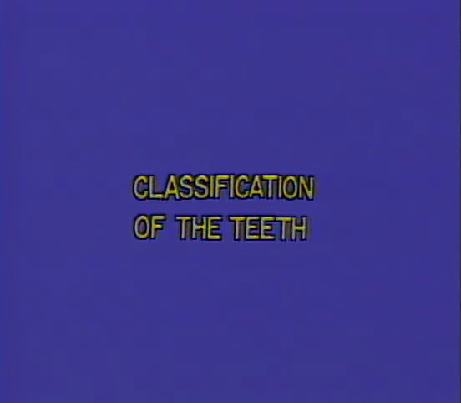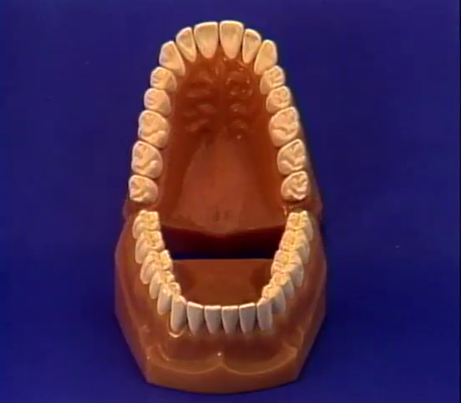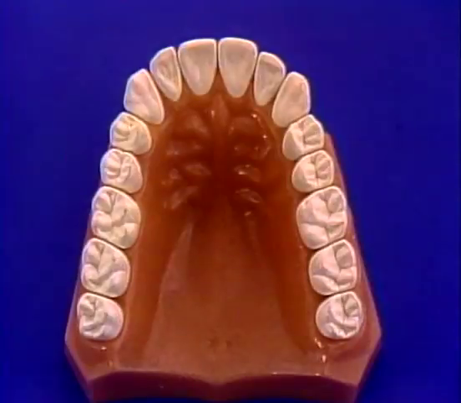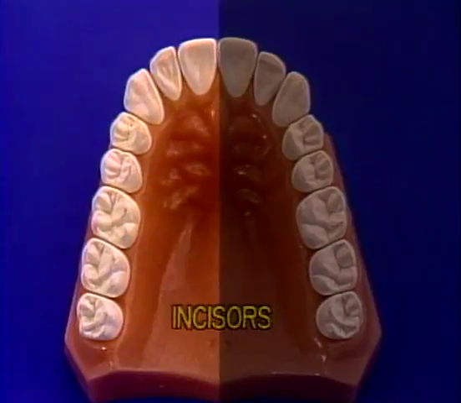Classification of the teeth. The permanent dentition. There are normally 32 teeth in the adult permanent dentition. These teeth usually erupt from 6 to 21 years of age. Each quadrant of the permanent dentition contains 8 teeth of differing type and function.